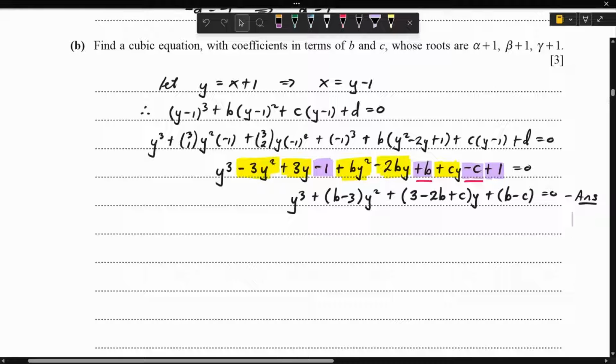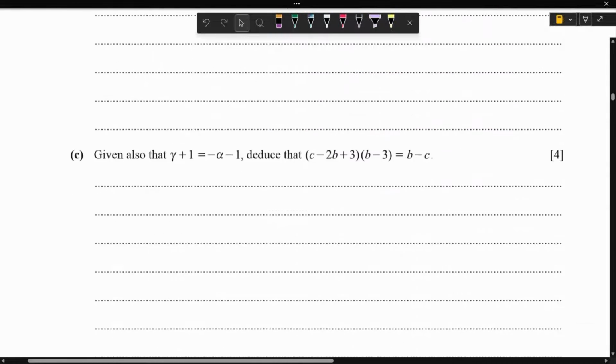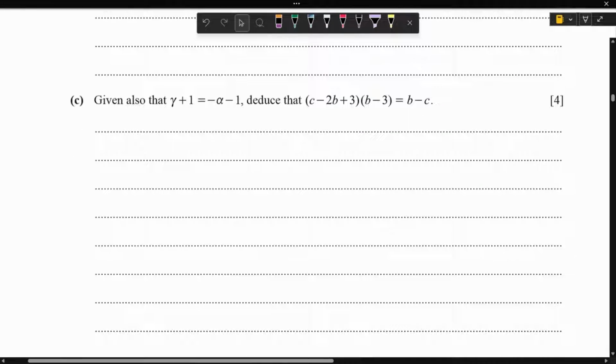Let's move on to the next part. On part C, the question says, given also that gamma plus 1 is equal to minus alpha minus 1. Deduce that c minus 2b plus 3 of b minus 3 is equal to b minus c.